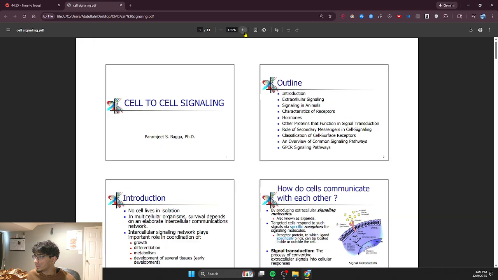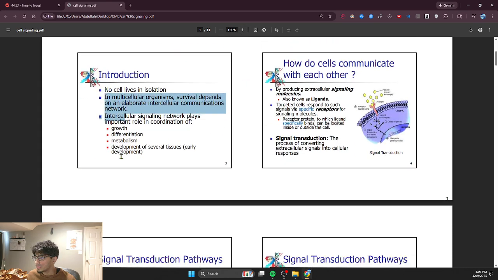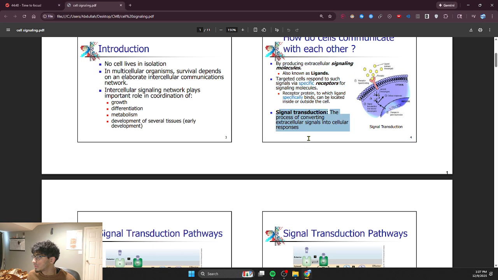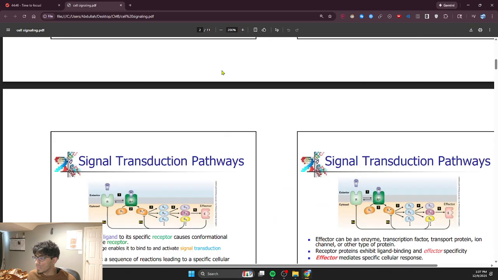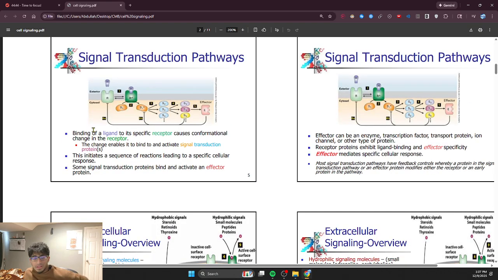Okay. Cell signaling. Signal ligands. Okay. What is it? Like a receptor is gonna. Okay, I actually really understand this chapter. I think I can finish this in like 10, 15 minutes.